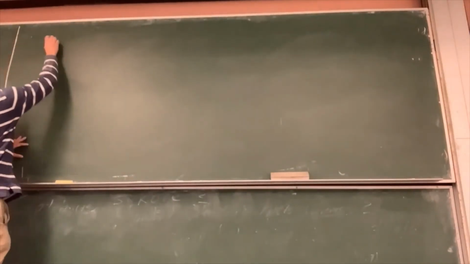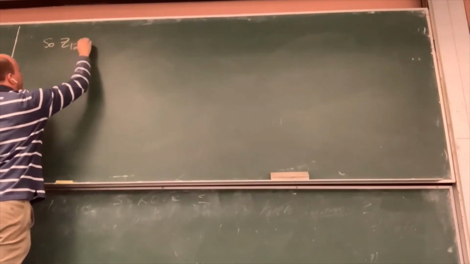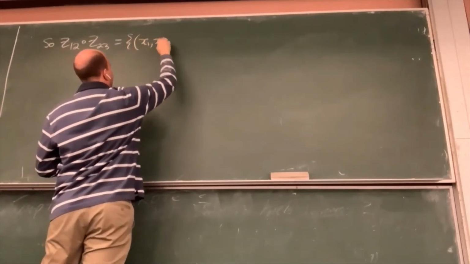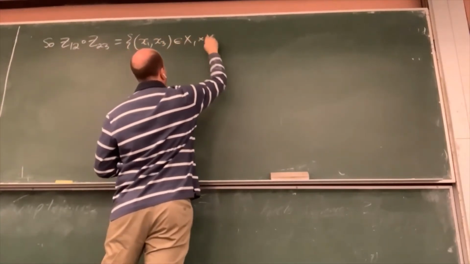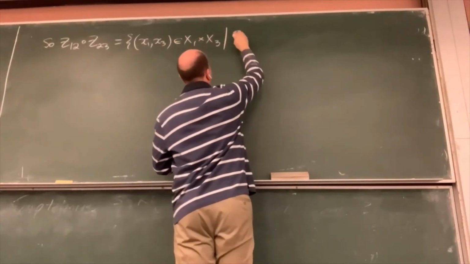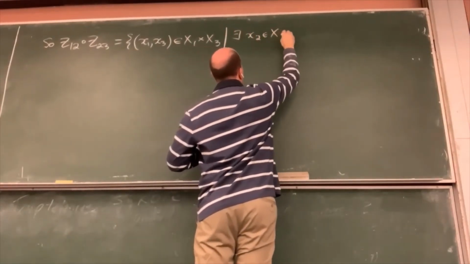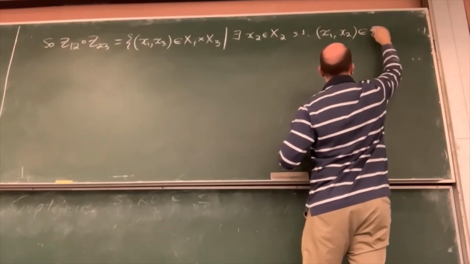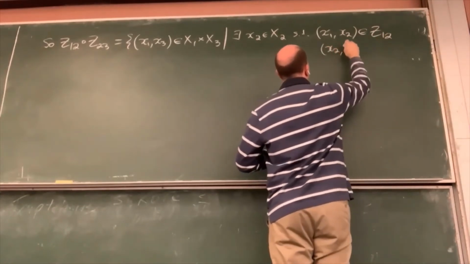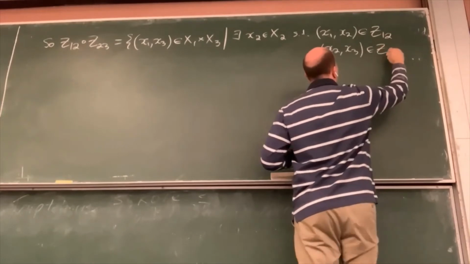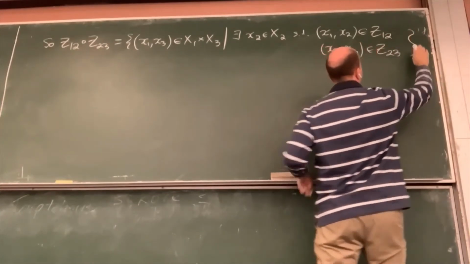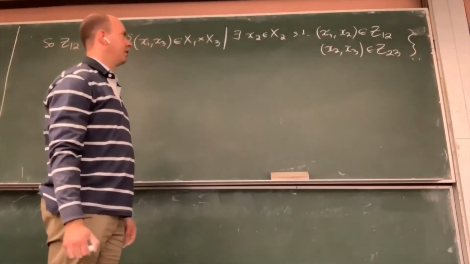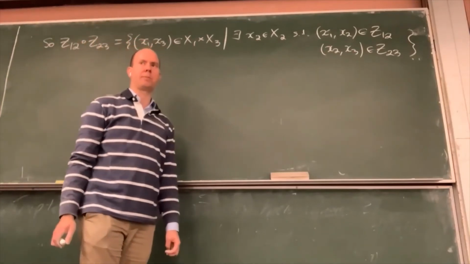Okay, so write out again Z12 composed with Z23. By definition it's a set of pairs (x1, x3) in X1 cross X3, such that there exists an x2 in X2 satisfying the things before: (x1, x2) is in Z12, and (x2, x3) is in Z23. Now if Z12 and Z23 happen to be the graphs of actual maps, then this would be the graph of the composite of the maps.